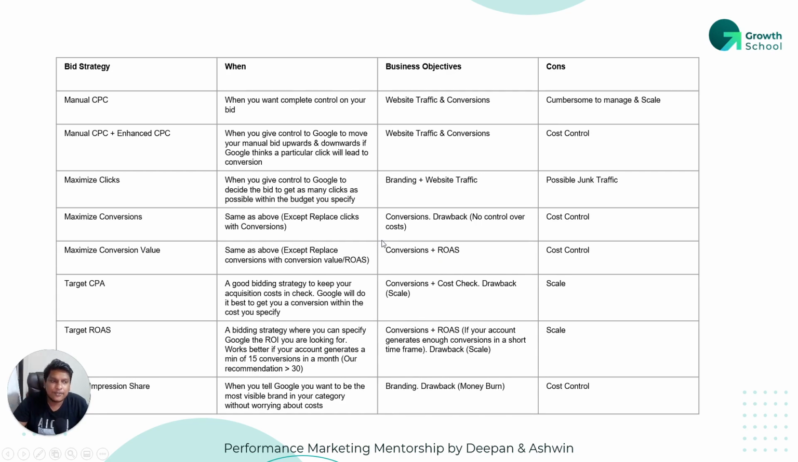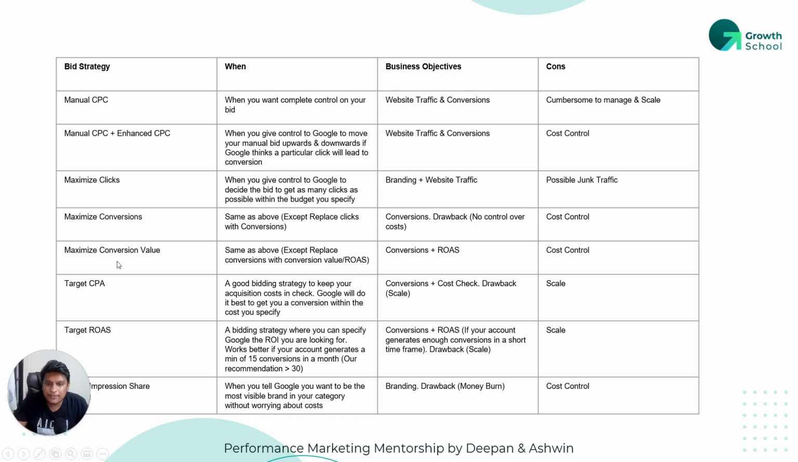So this is used when you want to maximize conversions and you don't really want to worry about the costs. We often use this as well, because there are other bidding strategies which can work pretty well if your account is generating enough conversions. And if you're struggling to get conversions out of Google, then we give the control to Google: get us as many conversions as possible. We learn from that, and then we go for different bidding strategies.